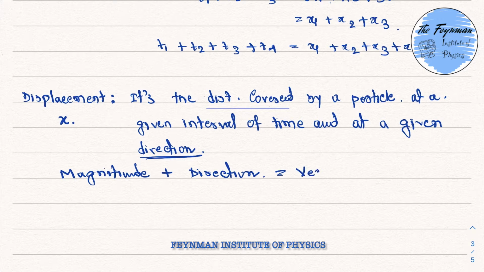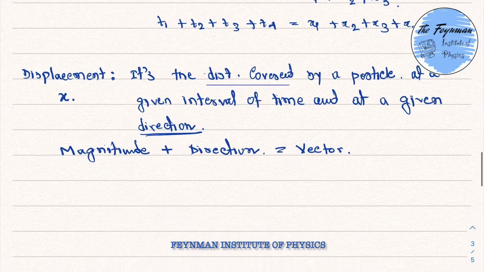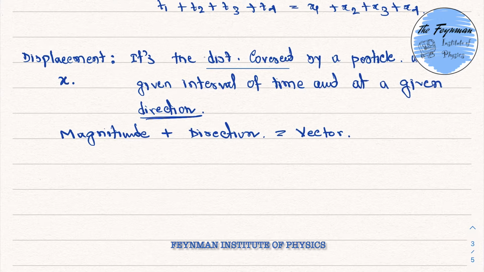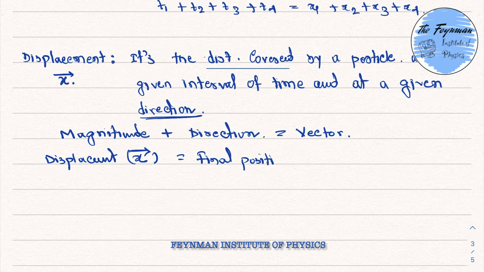So it is known to be a vector quantity, and if we mathematically want to find it, then we can define displacement x, which is a vector quantity. That is why we always represent it with an arrow over its head. So x is equal to the final or ultimate position of the object minus the initial position of the object.